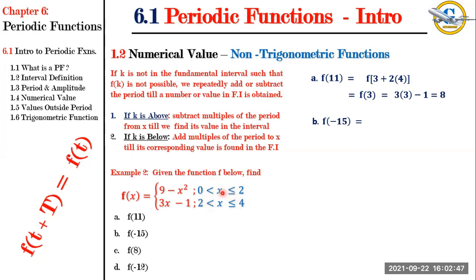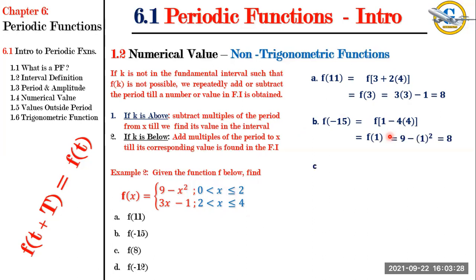Minus 11 plus 4, minus 7 is not still found here. Minus 7 plus 4, minus 3, it's not still found. Minus 3 plus 4 is plus 1. 1 is found in this interval, right? So it therefore means that f of minus 15 is the same as f of plus 1. So it's just the same as 1 minus 4 times the period, right? But all these ones are multiples of the period, as we saw in the definition, this will just be the same as f of 1. And f of 1 is going to be 9 minus 1 squared. And that gives us a value of 8.